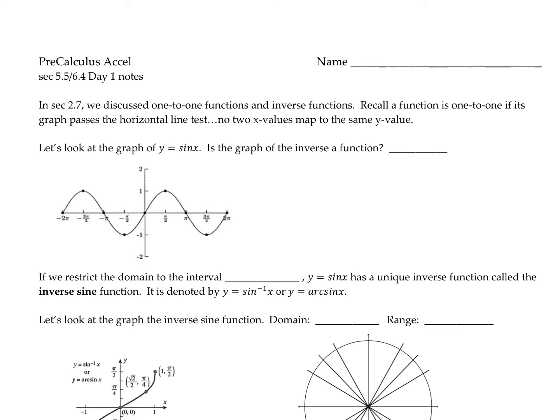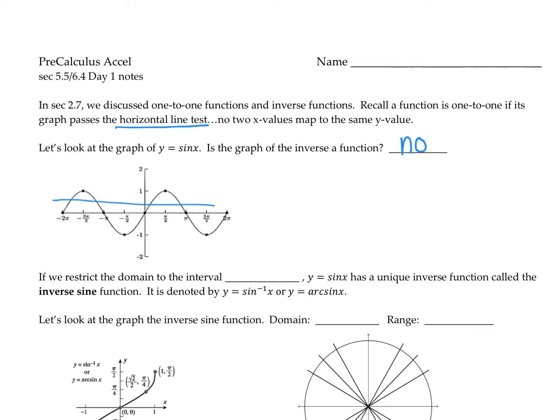In this video, we are going to talk about sections 5.5 and 6.4, which is about inverse trig functions. So the first thing we're going to do is talk about sine. We look at this graph of sine, and we test if it is a function. We do that by using the horizontal line test. If I do the horizontal line test, I notice that no, it is not a function.